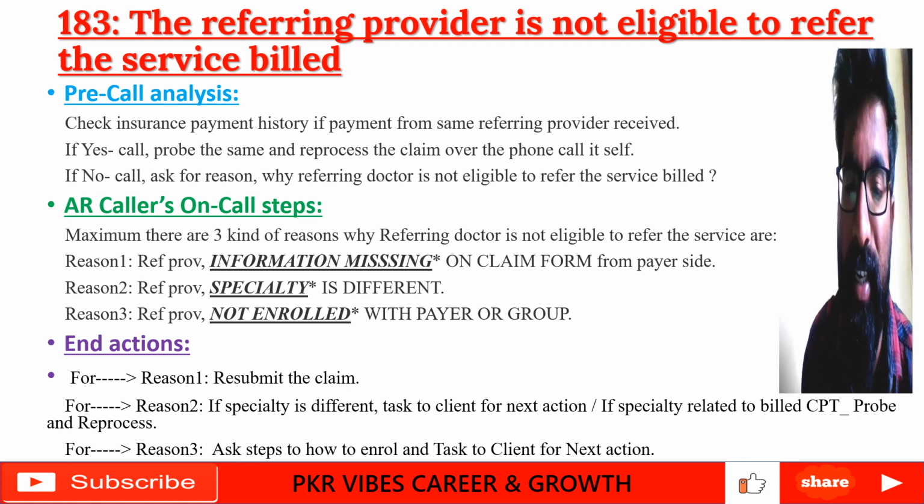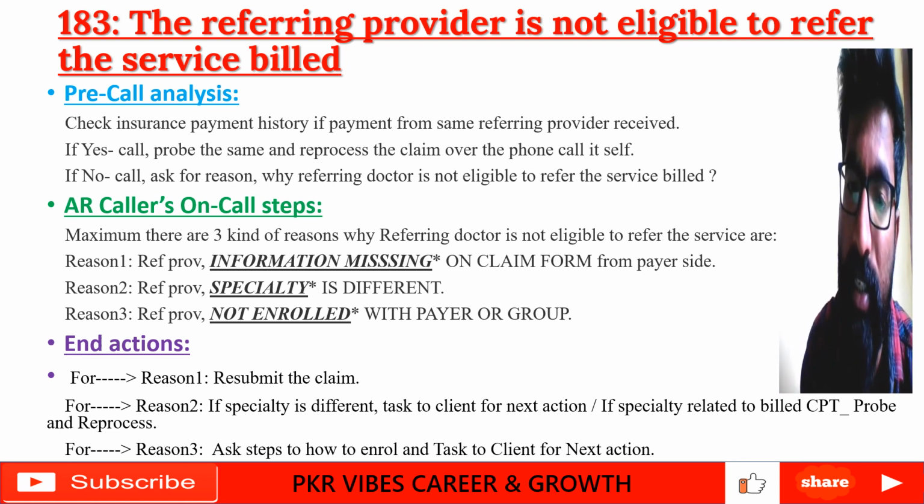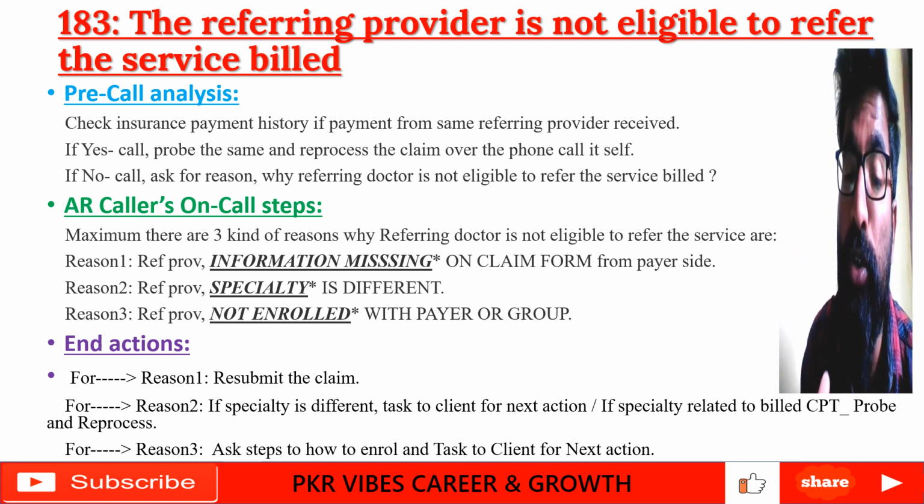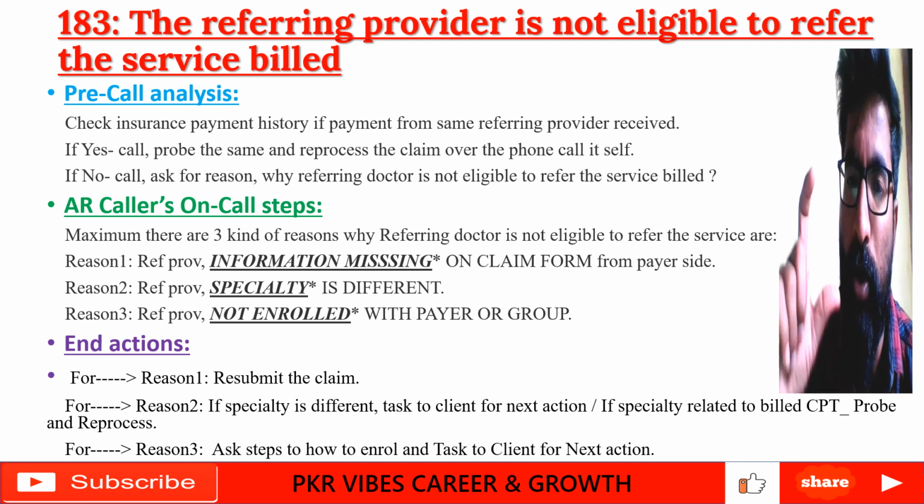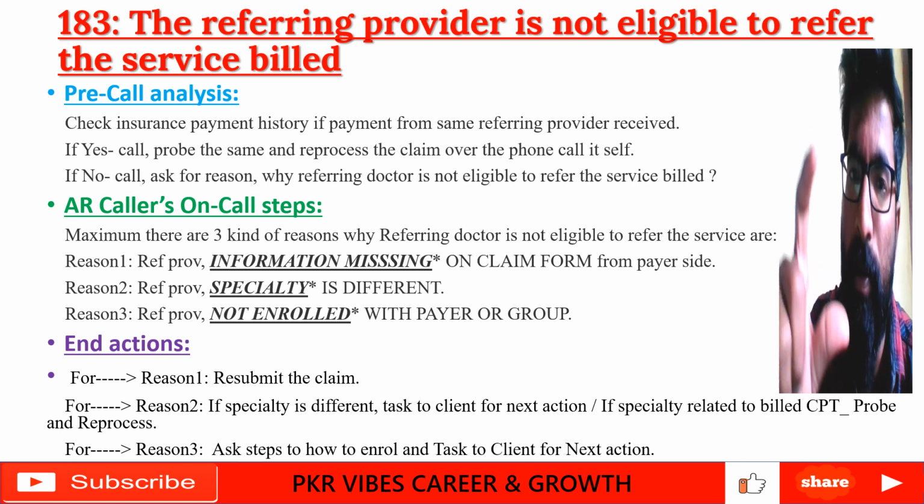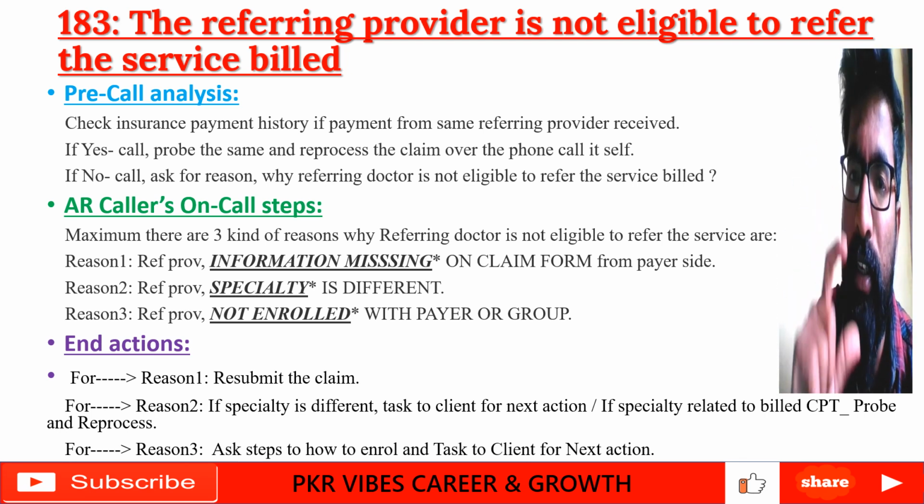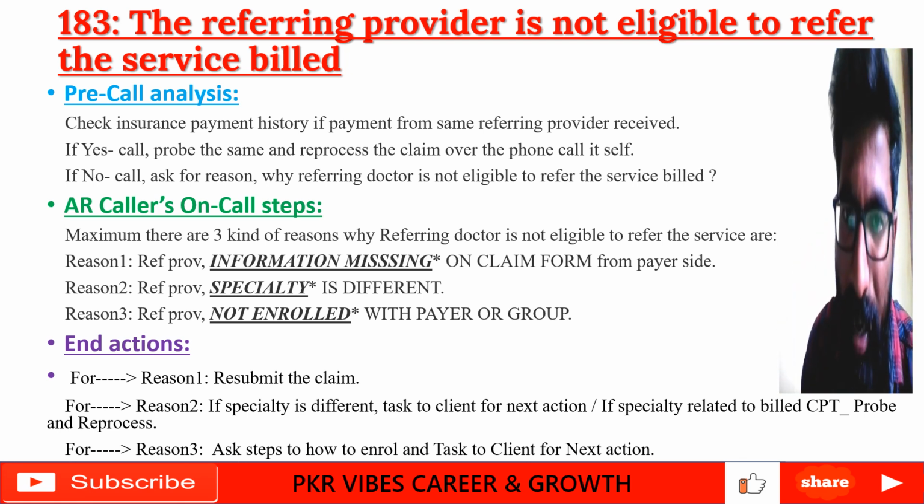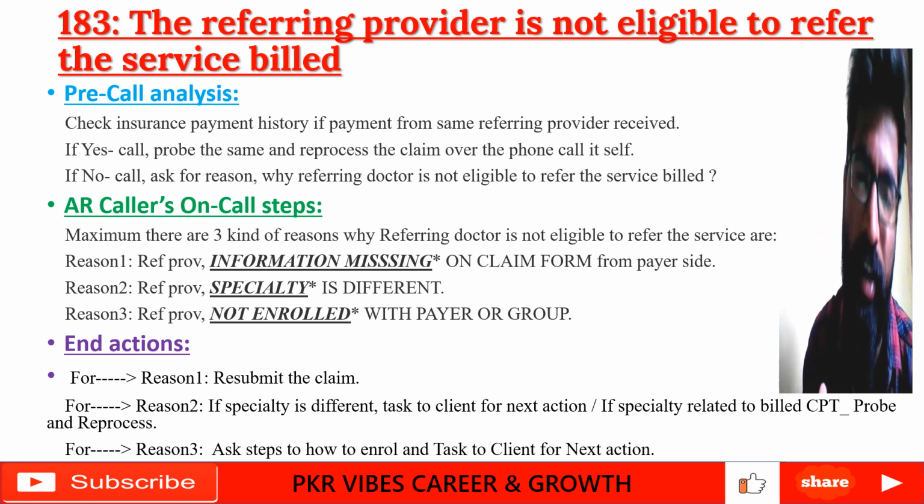And the end action for reason 3 is you should ask, for example, if your doctor is not enrolled with the insurance, what are the steps to enroll. If they are providing, you should document that information, how to enroll with the payer or how to enroll with the group. With that information, you should task your client, so that if it is genuine, if the doctor is really not enrolled, they will move this claim to the credentialing work queue, so that the credentialing team will work on this denial if the doctor is really not enrolled with the payer or group.